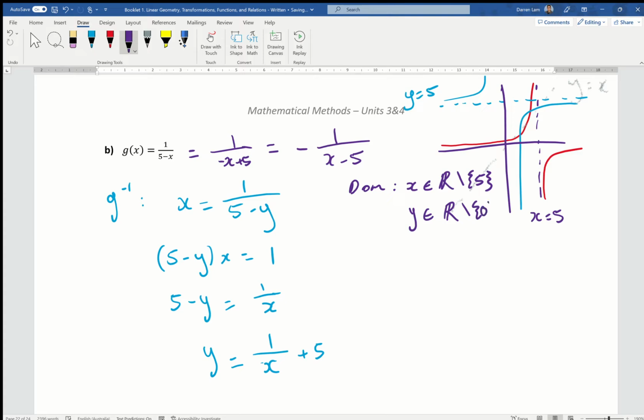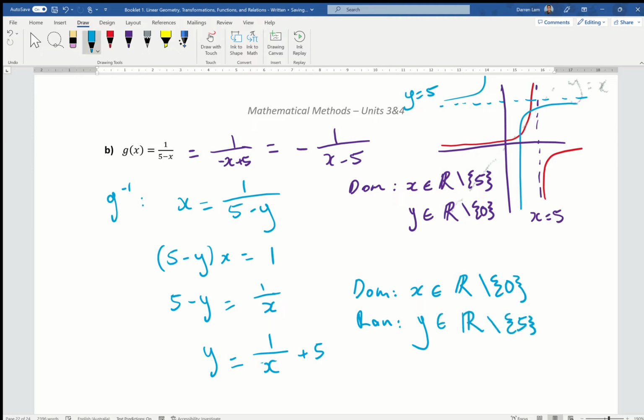And when we do the same thing for our inverse function, the domain, x, is an element of all real values except 0. And y, which is our range, should be all real values except 5. You'll probably notice a pattern by now, you just switch it. Any questions?